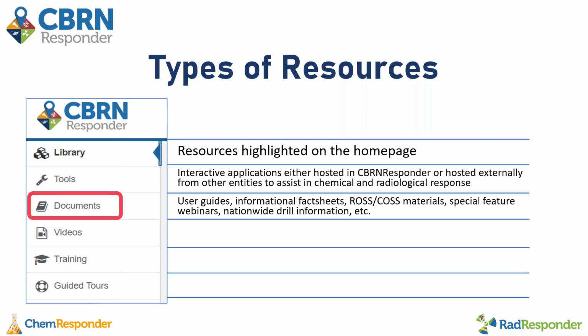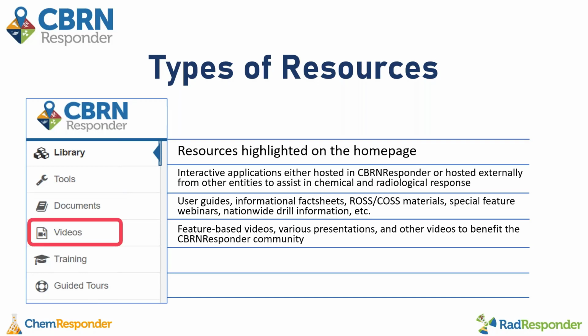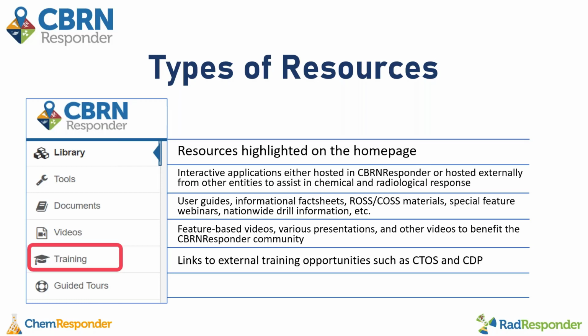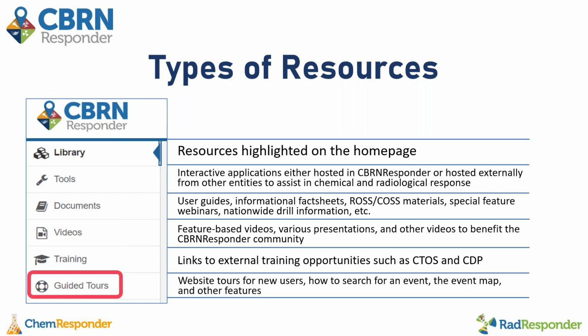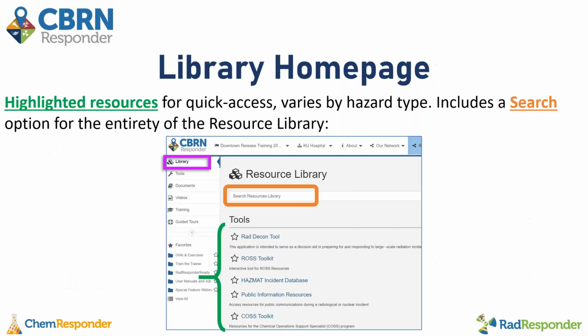Documents, this section includes user guides, informational fact sheets, ROS and cost materials, special feature webinars, nationwide drill information, etc. The videos section includes feature-based videos, various presentations, and other videos to benefit the CBRNResponder community. The training section has links to external training opportunities such as CTOS and CDP. And lastly, the guided tour section has website tours for new users, how to search for an event, the event map, and other features. We'll start by going down the navigation menu in the resource library.